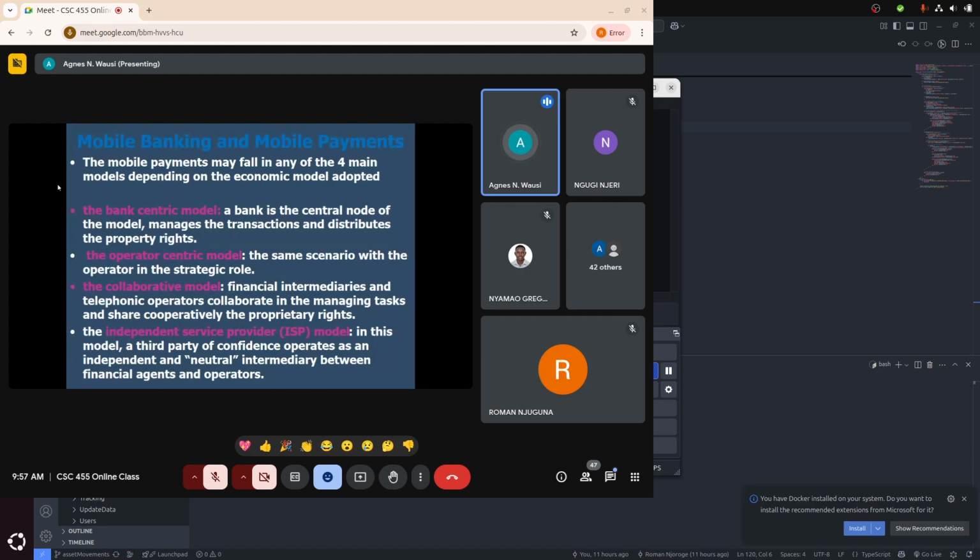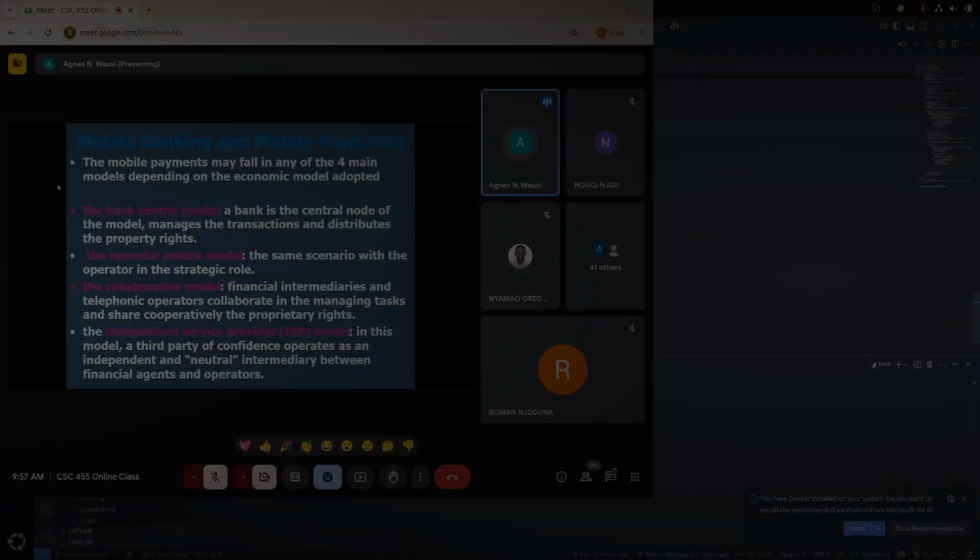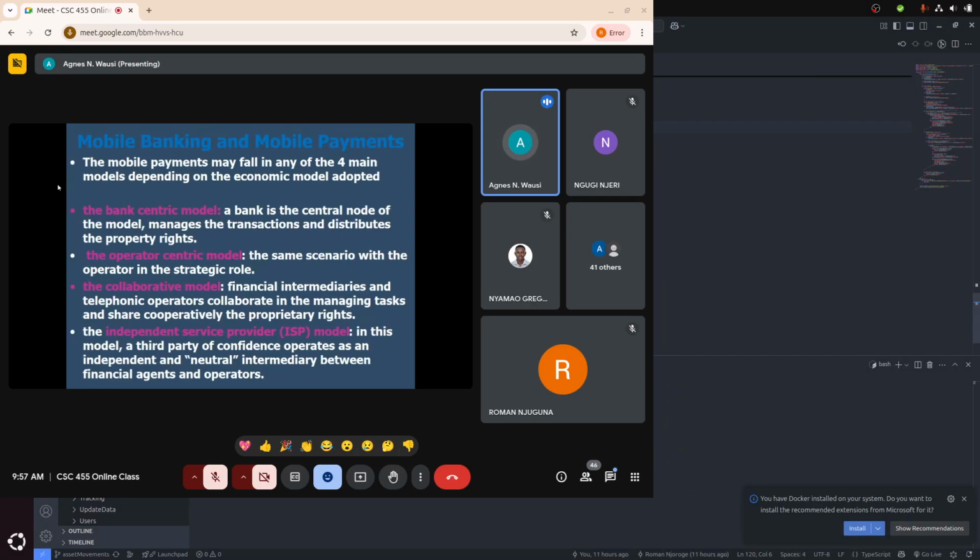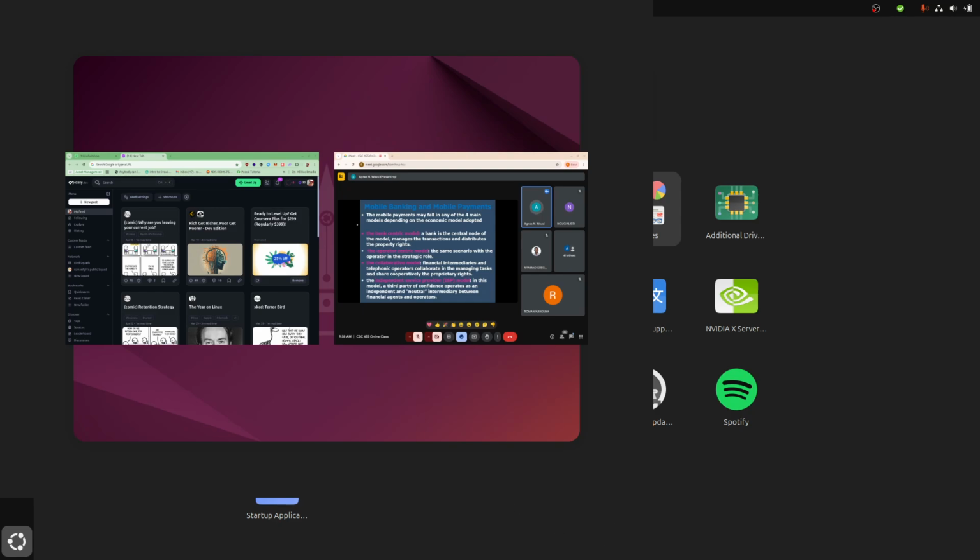the bank and the operator collaborating to manage the tasks, and they share the rights, or they share the dividends of the payments once the transactions are completed. And the fourth one was the independent service provider model. This is like a third party that operates as independent. And so they are seen like a neutral person.